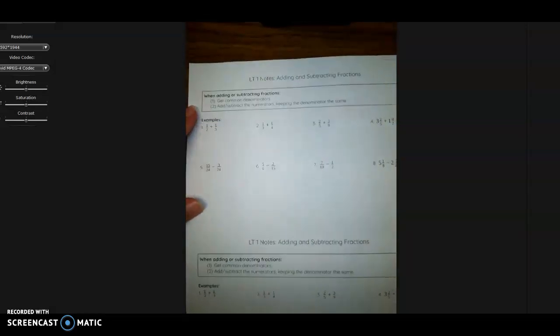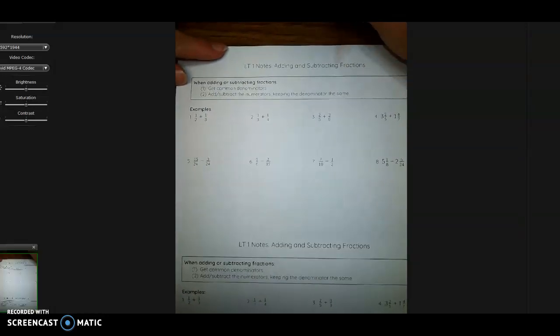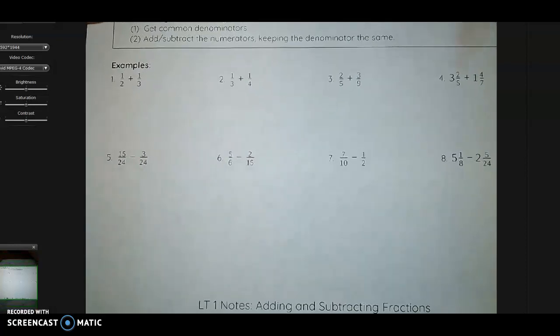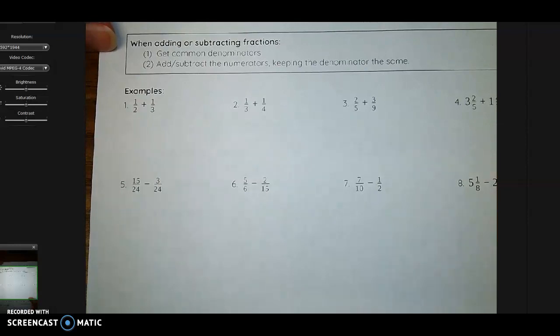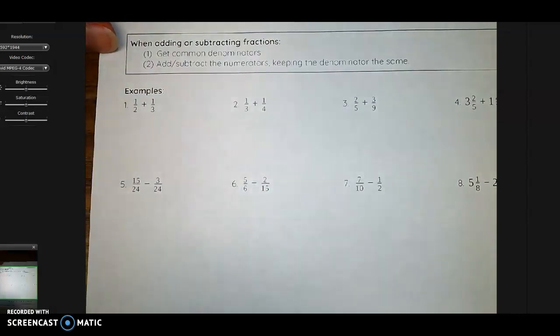Our notes then that go with this, we have some practice here. And you'll notice at the top they say common denominator. You got to get that common denominator first. And then you can add or subtract the numerators, keeping that common denominator that you found. So I'm going to demonstrate a couple of those right now.